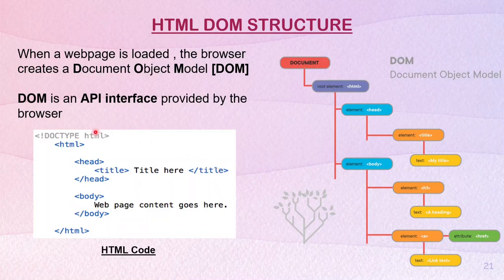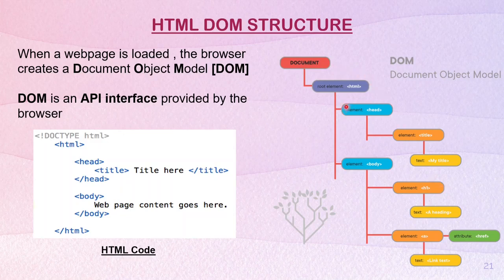Now here you can see we have the normal HTML code that we write. Usually we have the HTML head, title, body, and we close the HTML tag. This is the normal HTML code that we usually write. But when a web page is loaded, the browser automatically creates a DOM structure, that is the document object model. Here you can see this is the DOM model. Like we have the document, we have the HTML tag, that is the root element, then we have the head, we have the title, we have the body. Under body we have the different types of elements. So this is the DOM model, that is the DOM structure.